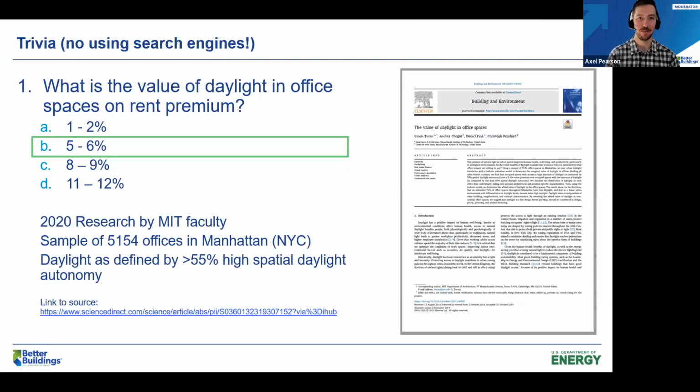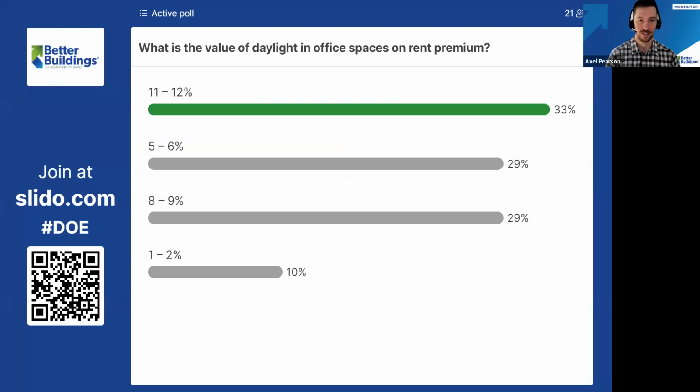Let's see how many people got it right. I actually need to log in. I've got Slido here over on my other screen, and hopefully that'll show us. Ooh, a pretty good spread, but we tricked you. So the answer is 5 to 6%. Many people overestimated the value of daylight when you're renting an office space. So still pretty close, but we are going to talk about this and other non-energy benefits and impacts a little bit later. So congrats to all of you that got it correct.